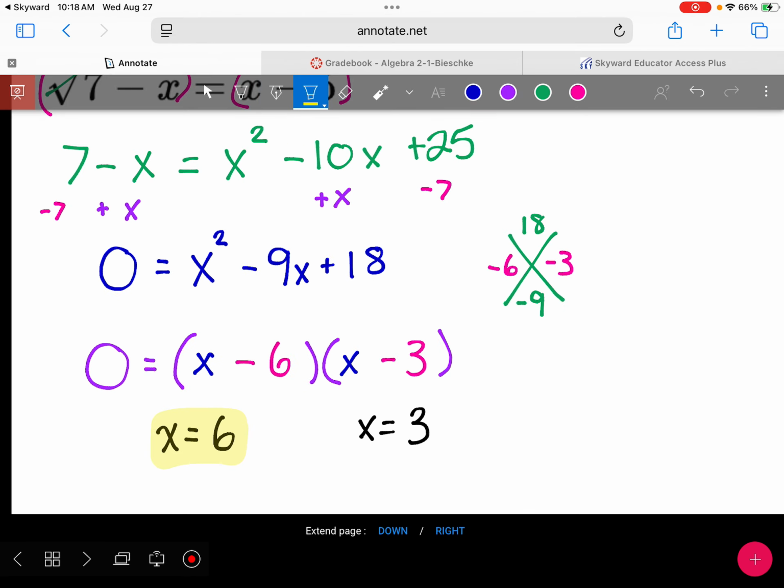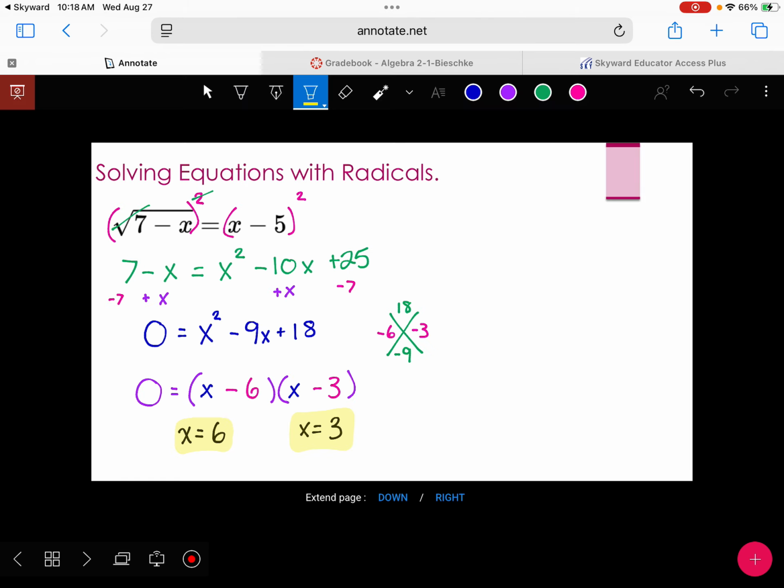And if you want to, you could go up there and check and see if it works. See if it makes sense. They both work. 7 minus 6 gives us 1. Square root of 1 is 1. 6 minus 5, 1. It works. Okay. Questions on this one?